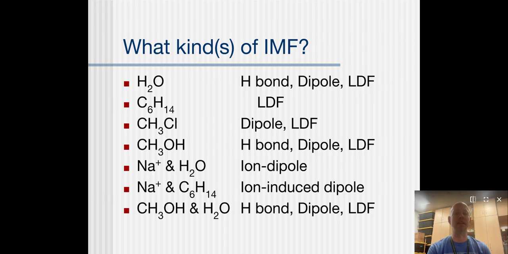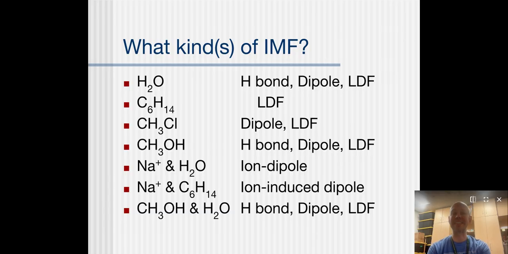As soon as we sneak another element in, it becomes polar and asymmetrical, which is why we can have LDFs and dipoles. When we have CH3OH, we still have LDFs, but the O made it polar, and specifically the fact that the H was on the O gave us hydrogen bonding.